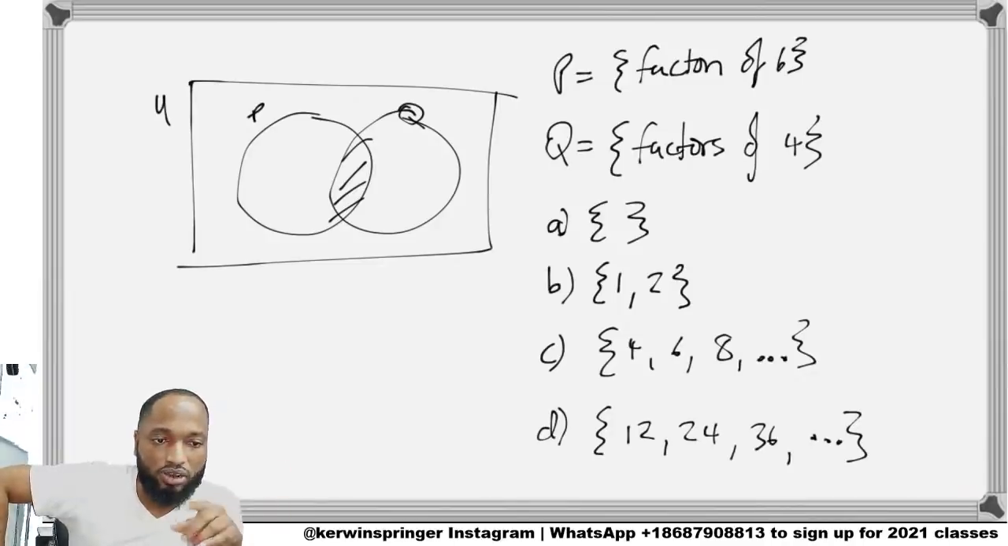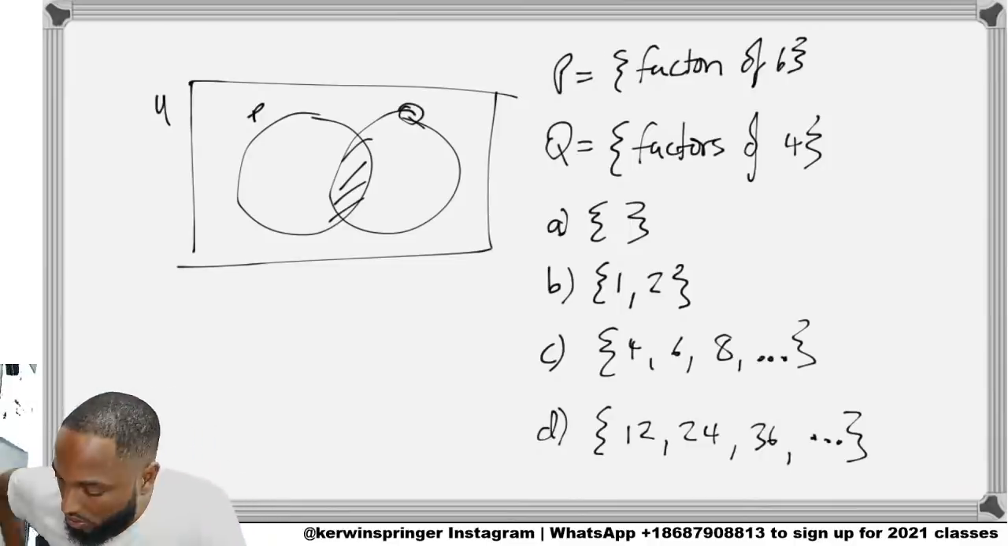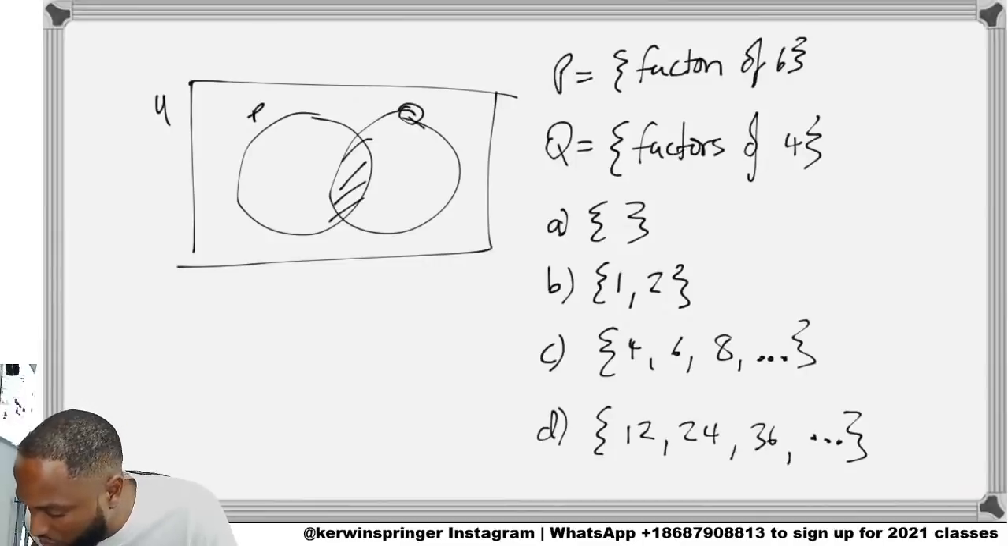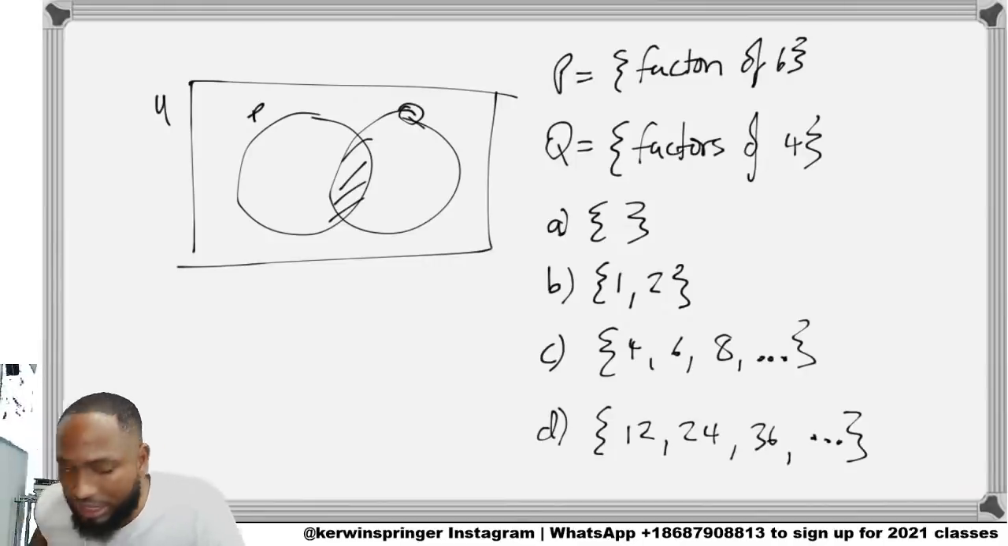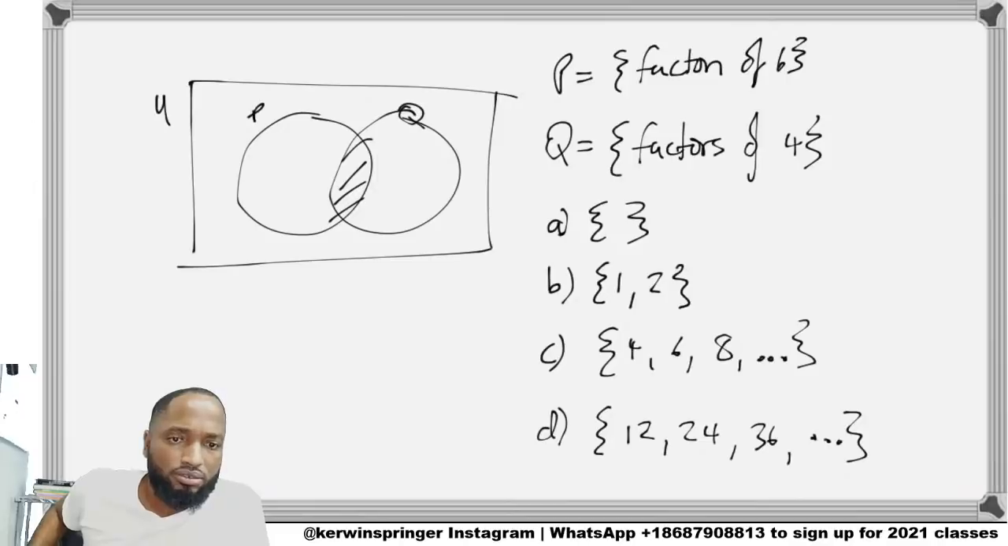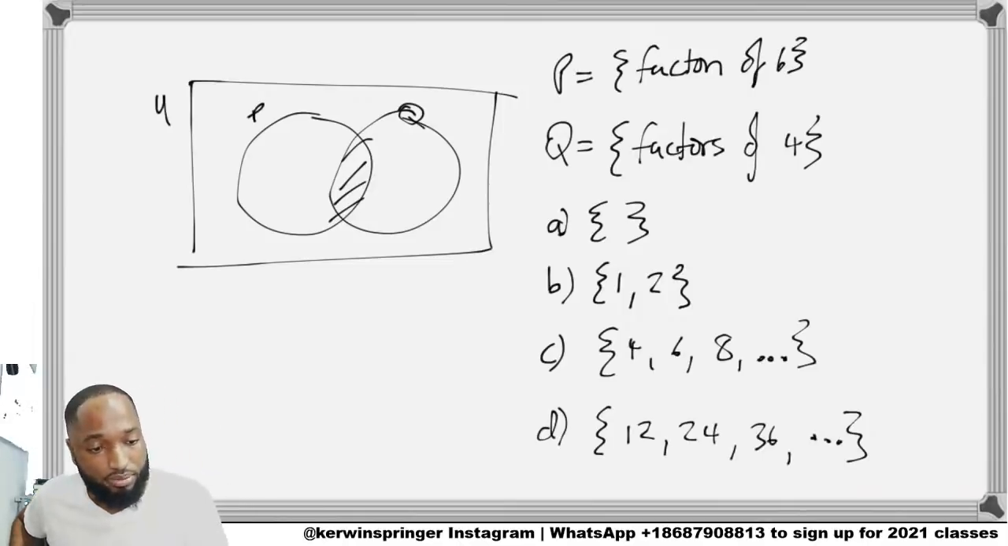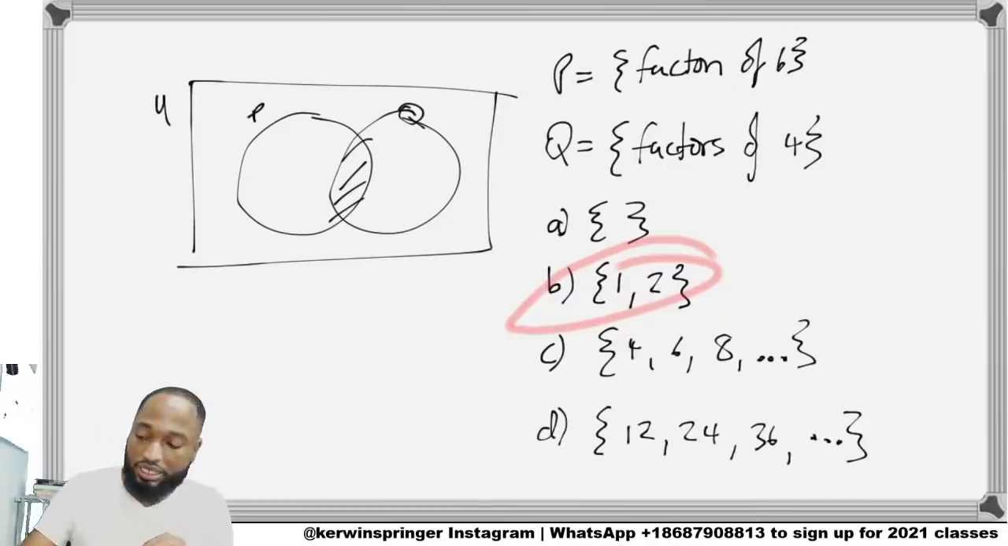Factors of 6, factors of 4. Then the shaded region represents... What kind of easy thing is this? Factors of 6 and 4, what's common? 1 and 2, that looks good to me. B. B is the answer.